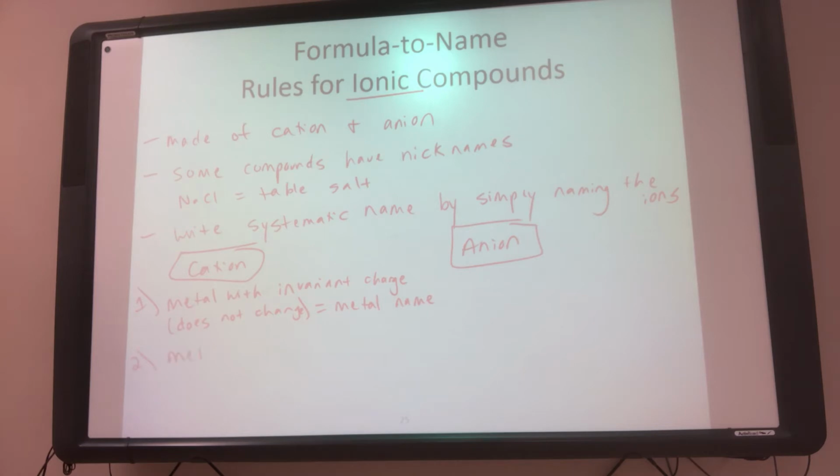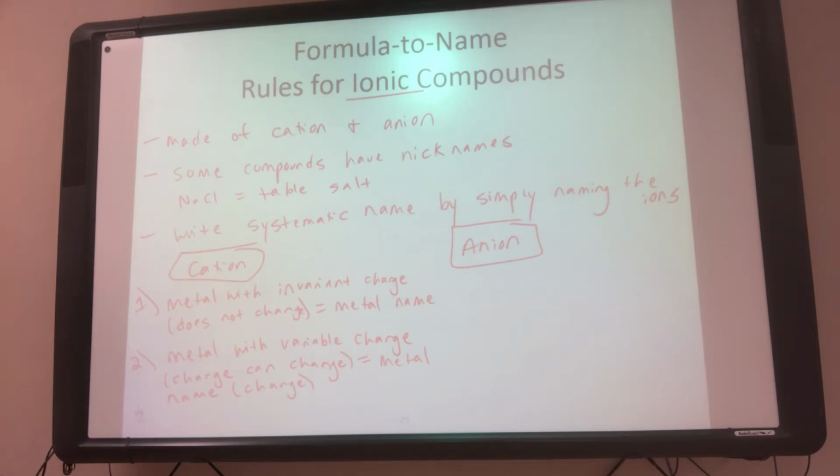My second option is it could be a metal with a variable charge. This means that the charge can change. So if the charge can change, I need to be specific on what that charge is. So whenever I write the name of that cation, it's going to be the metal name, and then in parentheses I write out the charge, because I have to be specific on what charge it is, since it is a variable metal.